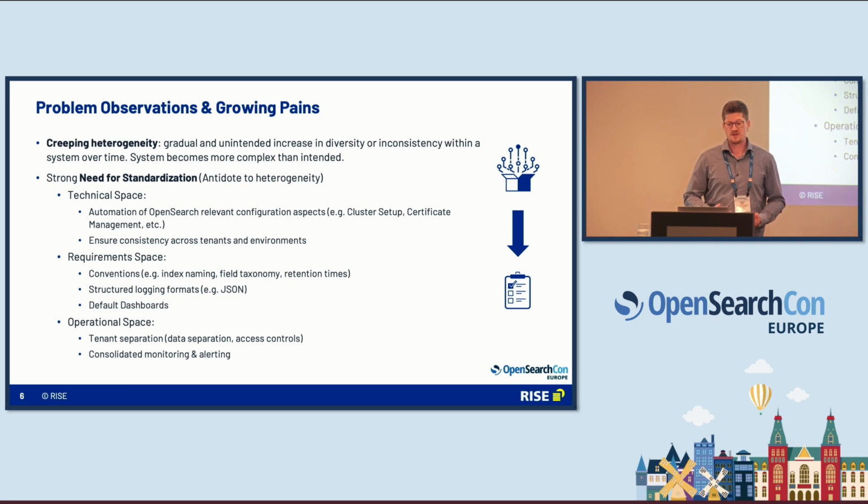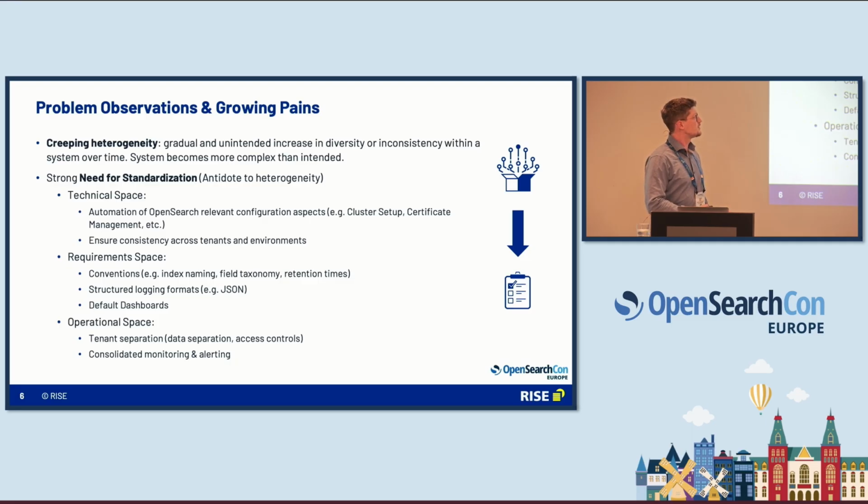You can use standardization in different areas to contain heterogeneity. For example, the most obvious space you are probably already doing is the automation space. You can automate relevant aspects of OpenSearch, like configuration management and cluster setup, to implement a specific way of doing a specific task. And this enables you to keep things consistent over tenants and environments.